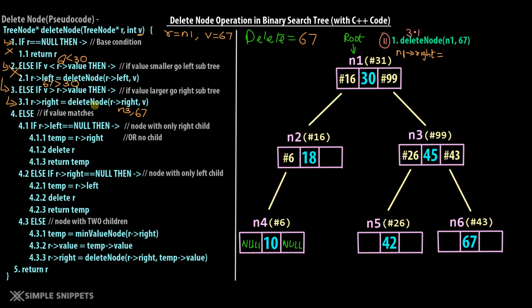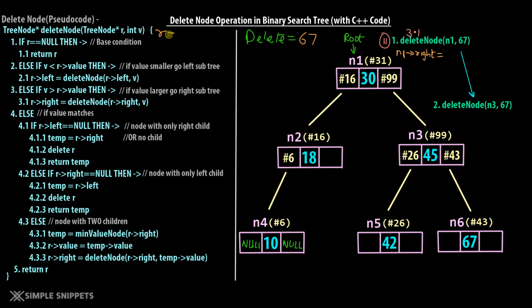And now this second delete node is going to be called with the values of R of right, which is n3, and the value to be deleted is 67. Okay, so as you can see, this is the function call happening. So from the first delete node operation, you're calling the second delete node, you're passing n3 and 67. The first delete node is going in a pause state at 3.1, and now we will start with the execution of this second delete node operation. So I hope things are clear so far, and I hope you're understanding how the delete node recursive function is being called right now.